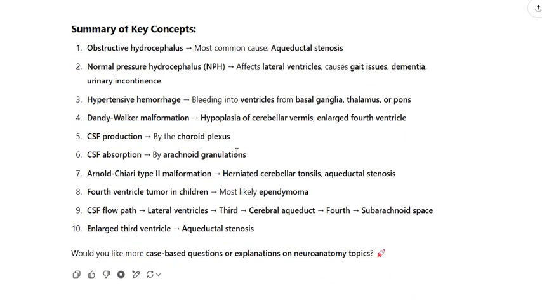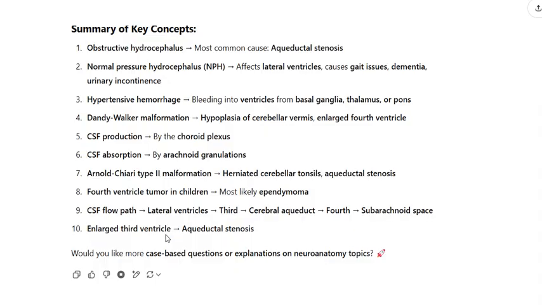1. Obstructive hydrocephalus: most common cause, aqueductal stenosis. 2. Normal pressure hydrocephalus, NPH: affects lateral ventricles, causes gait issues, dementia, urinary incontinence. 3. Hypertensive hemorrhage: bleeding into ventricles from basal ganglia, thalamus, or pons. 4. Dandy-Walker malformation: hypoplasia of cerebellar vermis, enlarged fourth ventricle. 5. CSF production by the choroid plexus.